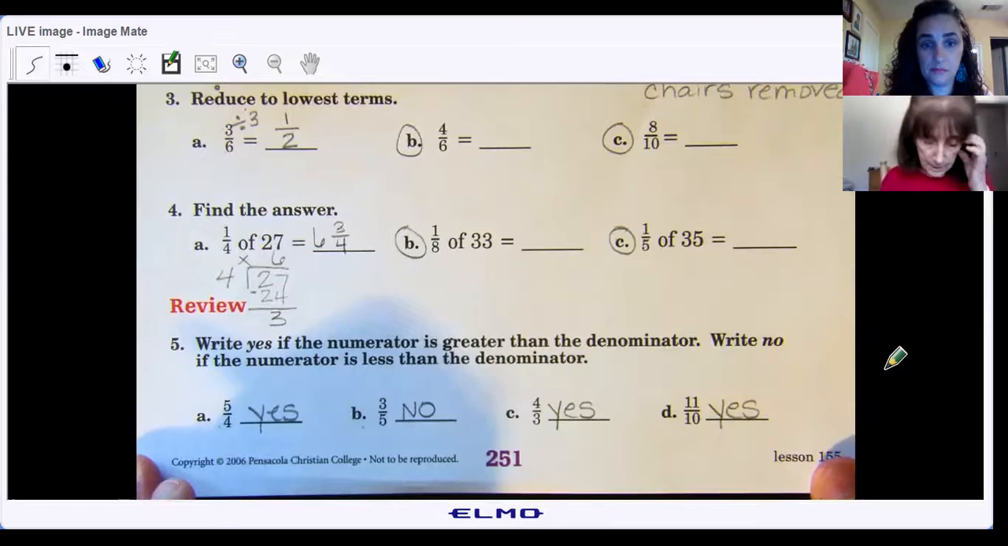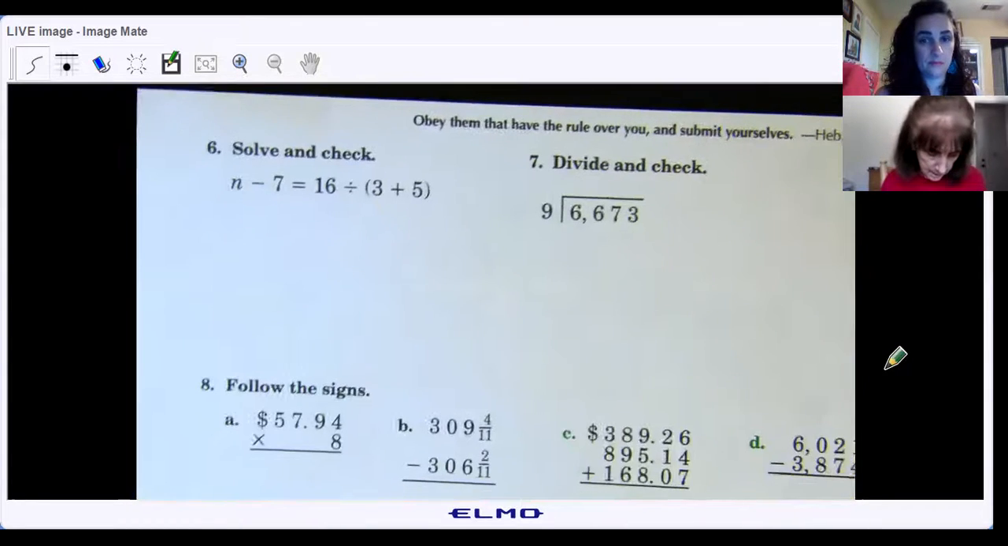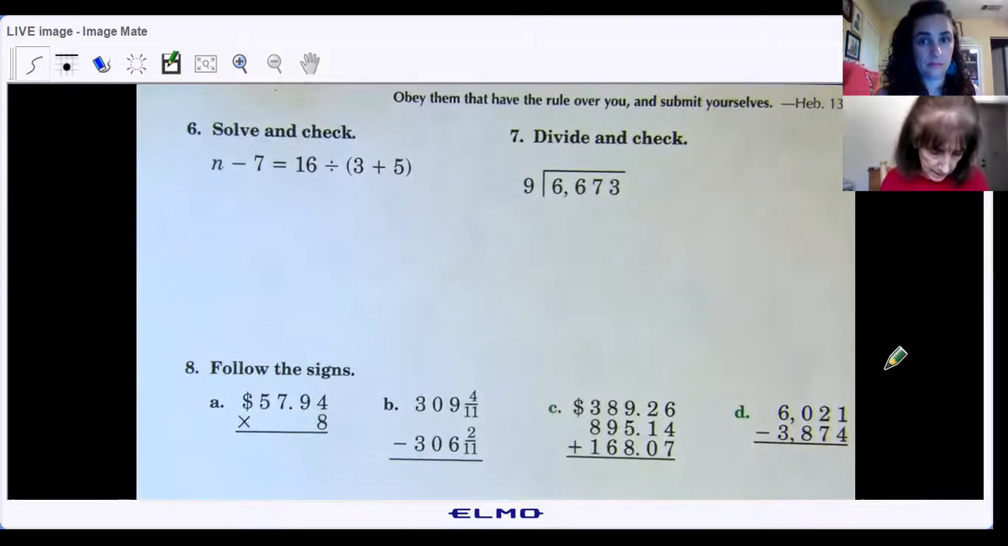Okay, Mr. Montes, I think that's it. Let's look at the back. Self-explanatory on the back.